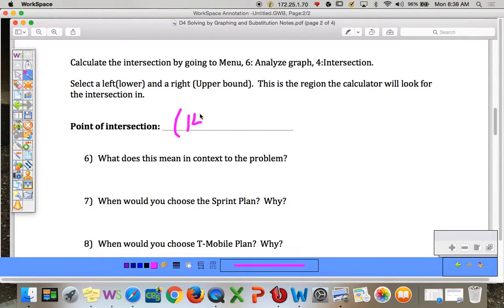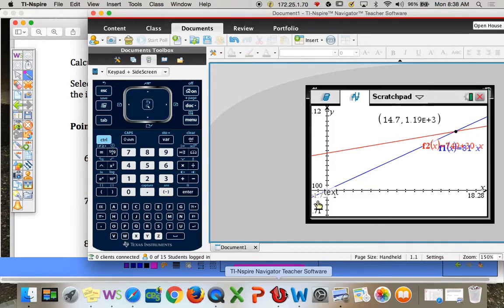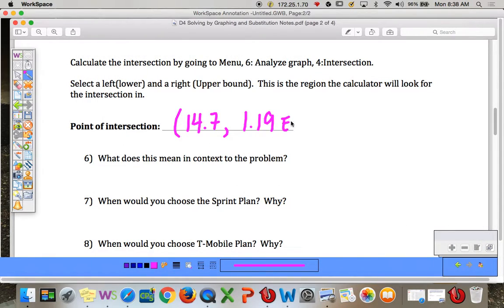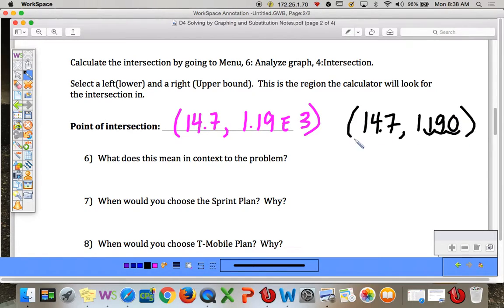So this is 14.7, and it was 1.19 E3, which is scientific notation. So if we wrote this down, this is really 14.7. And 1.19 E3 means move that decimal place 3 places to the right. So 1.19, 3 places, 1, 2, 3. All right, so here's really our points right here.